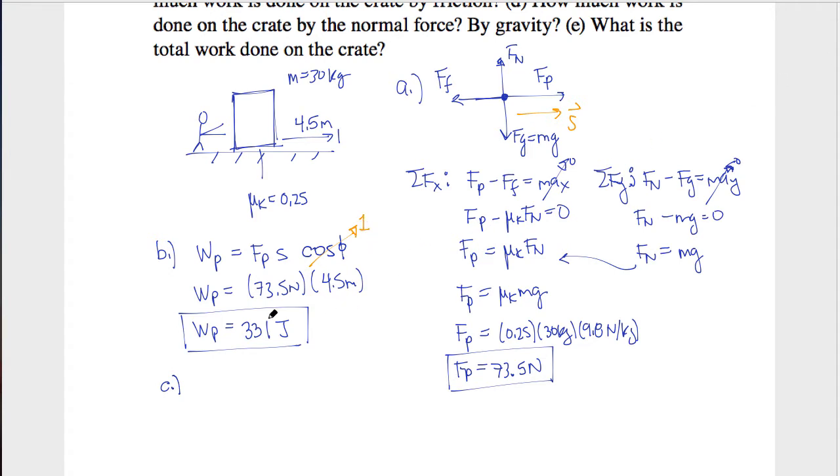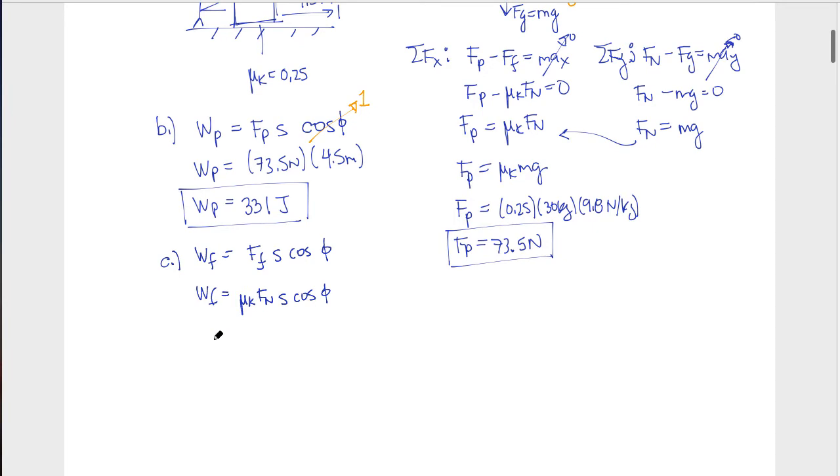So when we go into C, we need to make sure we include this because the work done by friction is going to be the force of friction times the displacement times the cosine of the angle between the displacement and friction vectors. So this angle is actually 180 degrees. So what does that mean for us? That means when we calculate the work done by friction, we're going to have mu k times normal force times our displacement s times the cosine of our angle phi, and this angle phi is going to be 180 degrees.